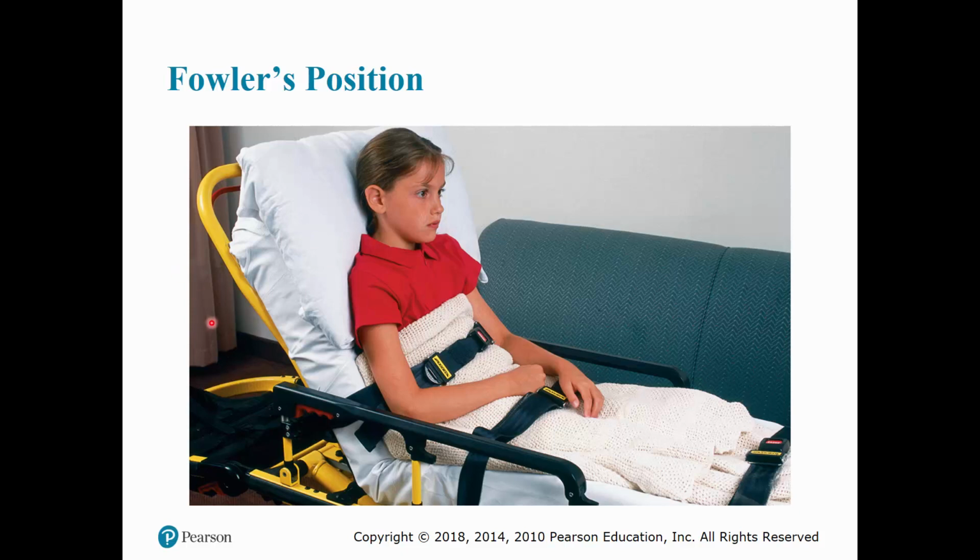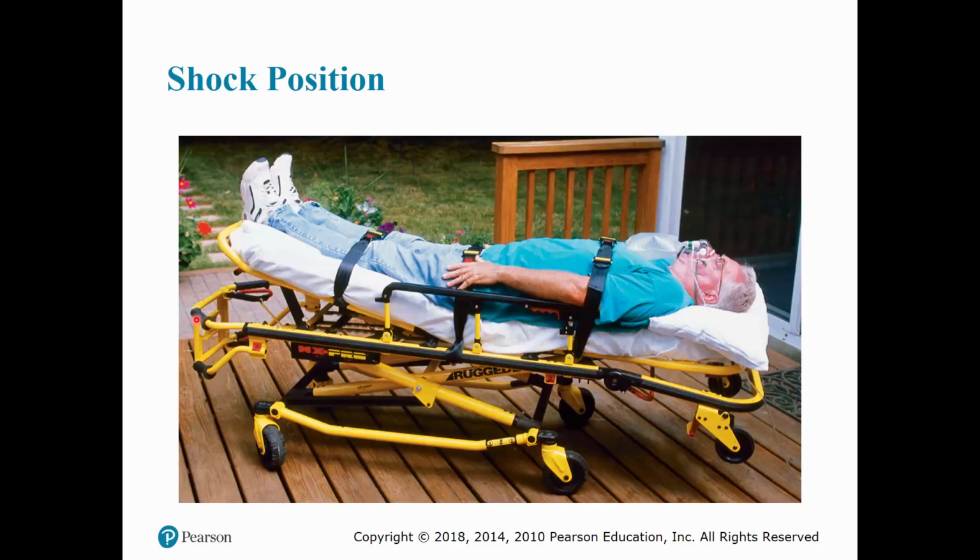Semi-Fowler's, the stretcher would be down right about here. Be about half of that. And then the shock position, as I said, you have the patient laying flat, but we raise the foot of the stretcher up so that way their feet are elevated, and it helps get blood flow back into the core, back into their heart.